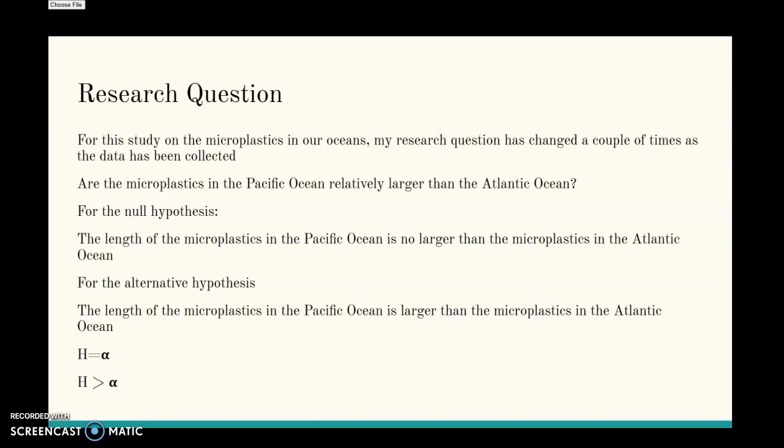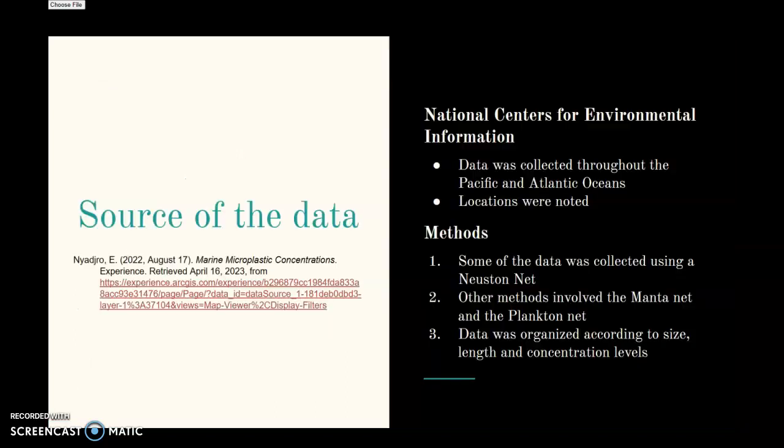And now for the alternative hypothesis, it's the length of the microplastics in the Pacific Ocean is larger than the microplastics in the Atlantic. And now if you look at the bottom, those are the two symbols that are used. The first one is for the null hypothesis, which would be equal to the level of significance, and then the other one is the greater than the level of significance.